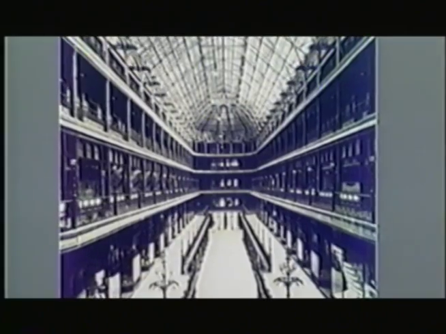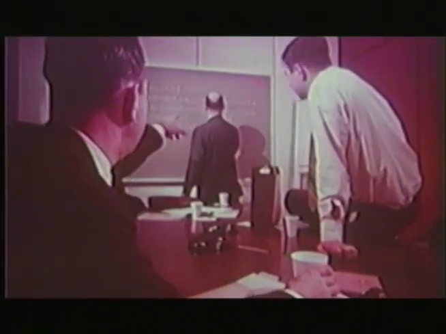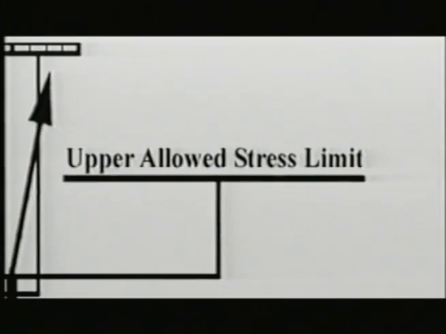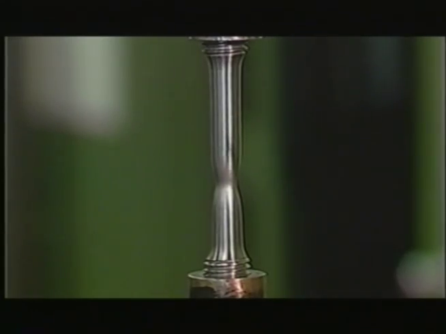By the 19th century, engineering had advanced to the point where the success or failure of steel beams in modern structures could be predetermined. The technique was to calculate a value known as stress, which is nothing more than a force spread over an area, and then compare that value with the upper stress limit for the iron, which would be determined by stretching samples in a laboratory.